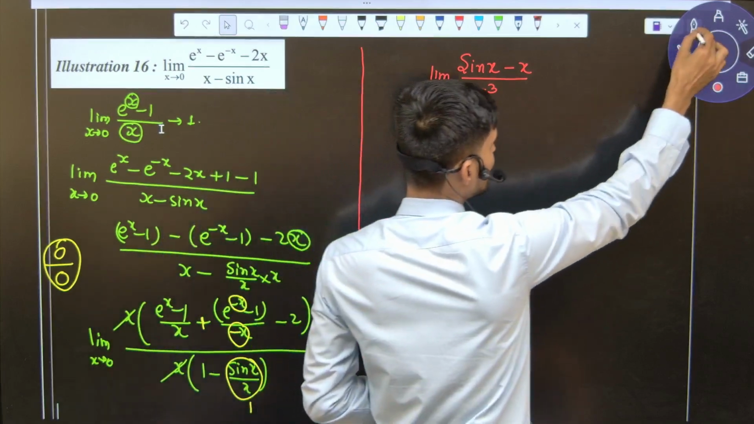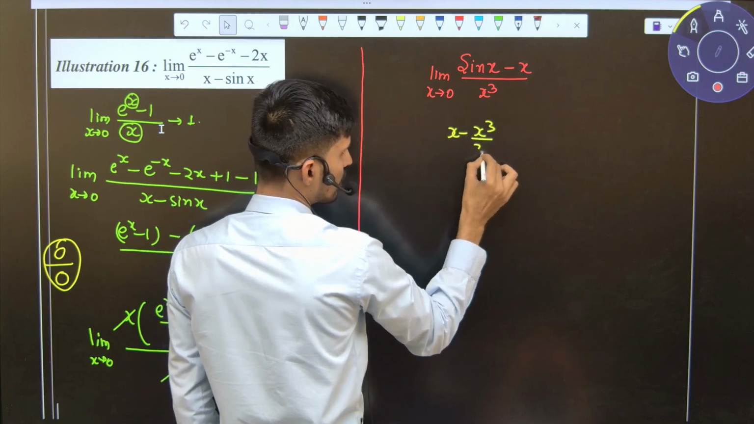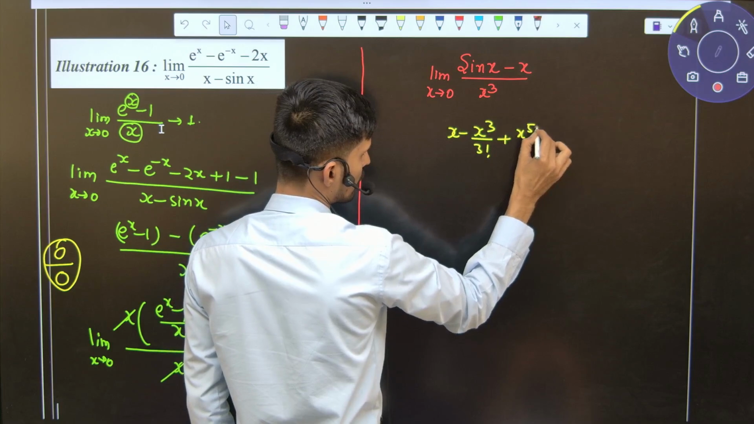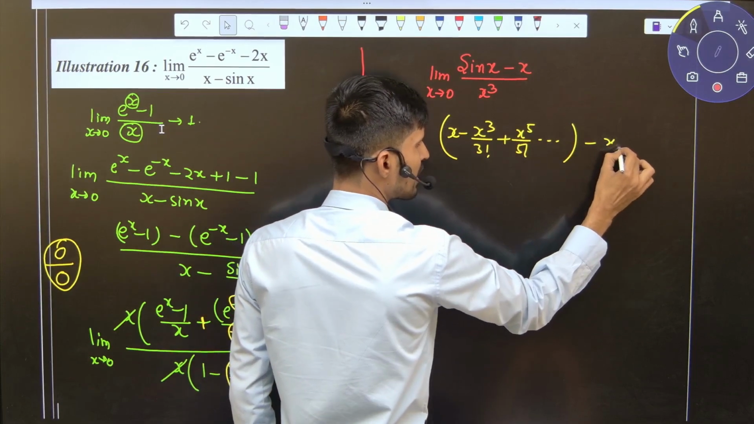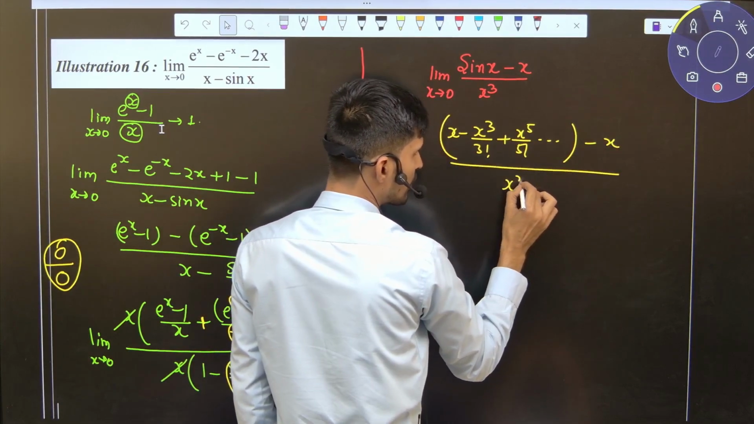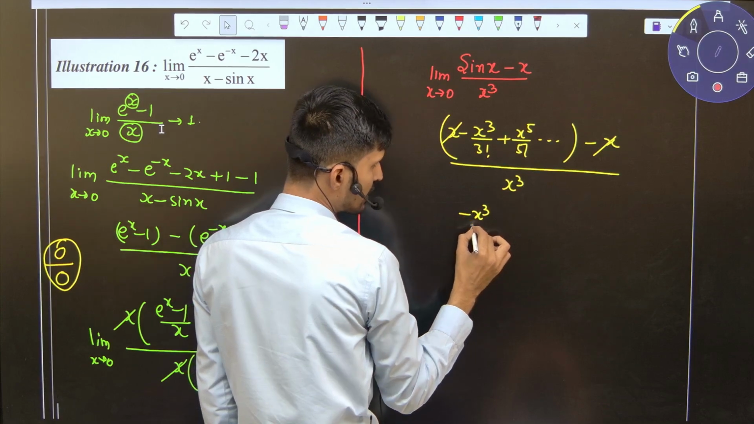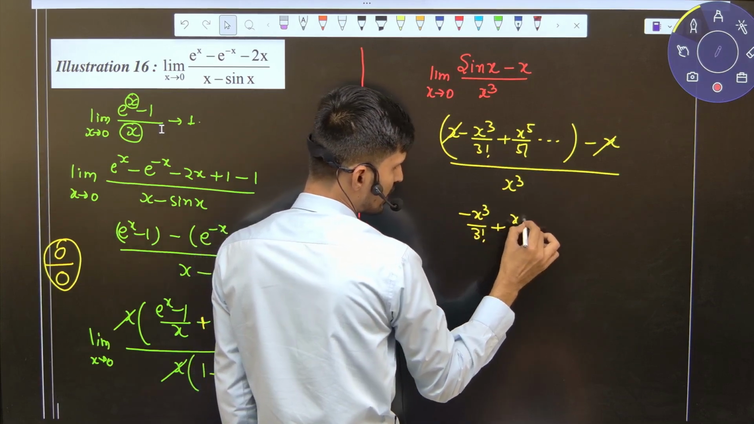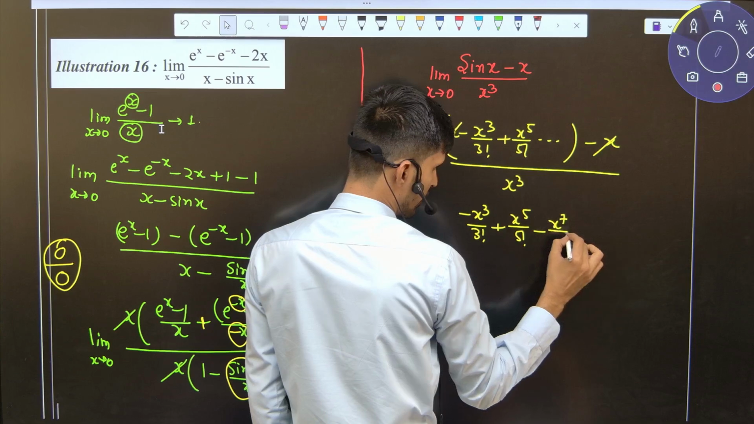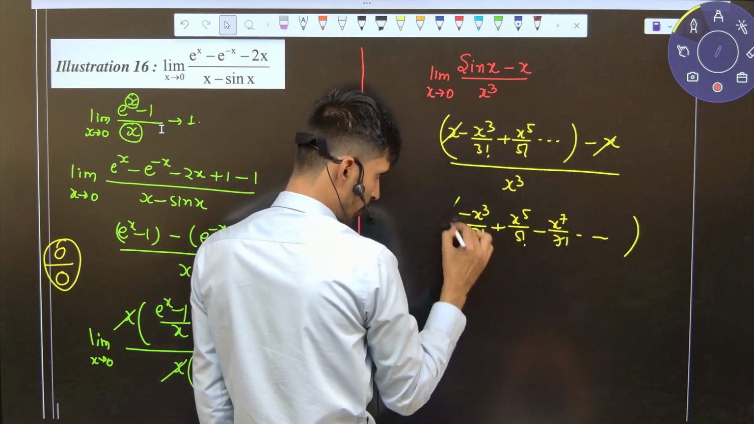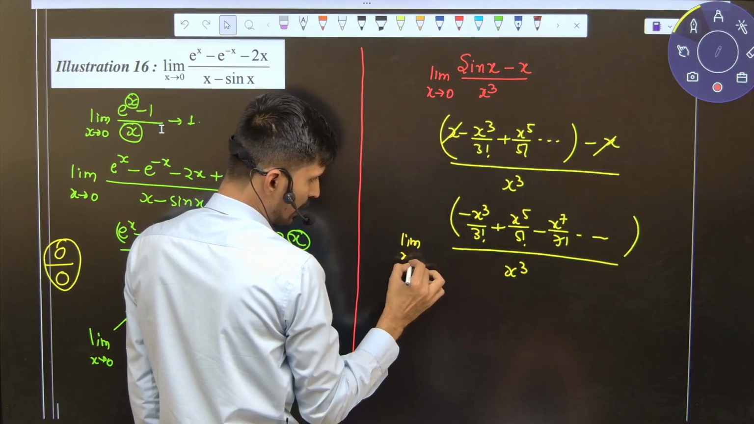So I will write those steps once again. That will be x minus, simple, I will write like this, dot dot dot, minus x upon x cube. x got cancelled, minus x cube by 3 factorial plus x raised to 5 by 5 factorial minus x raised to 7 by 7 factorial, dot dot dot, upon x cube. Limit x tends to 0.